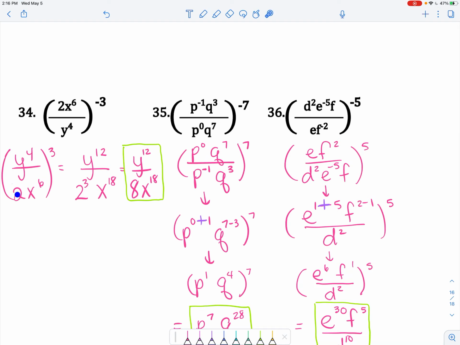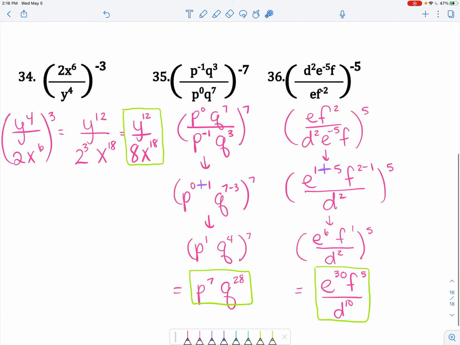For 34, I flipped everything inside first, multiplied that outermost exponent to everything inside, and then cubed that 2 to get an 8. For 35, I first flipped everything, and then we've got two matching bases. We've got a base p, so I can do 0 minus that -1. The double negatives will make that a plus, and then q to the power 7 minus 3. Simplifying those exponents gives me 1 and 4, and then multiplying the outermost with the innermost exponents gives me 7 and 28.